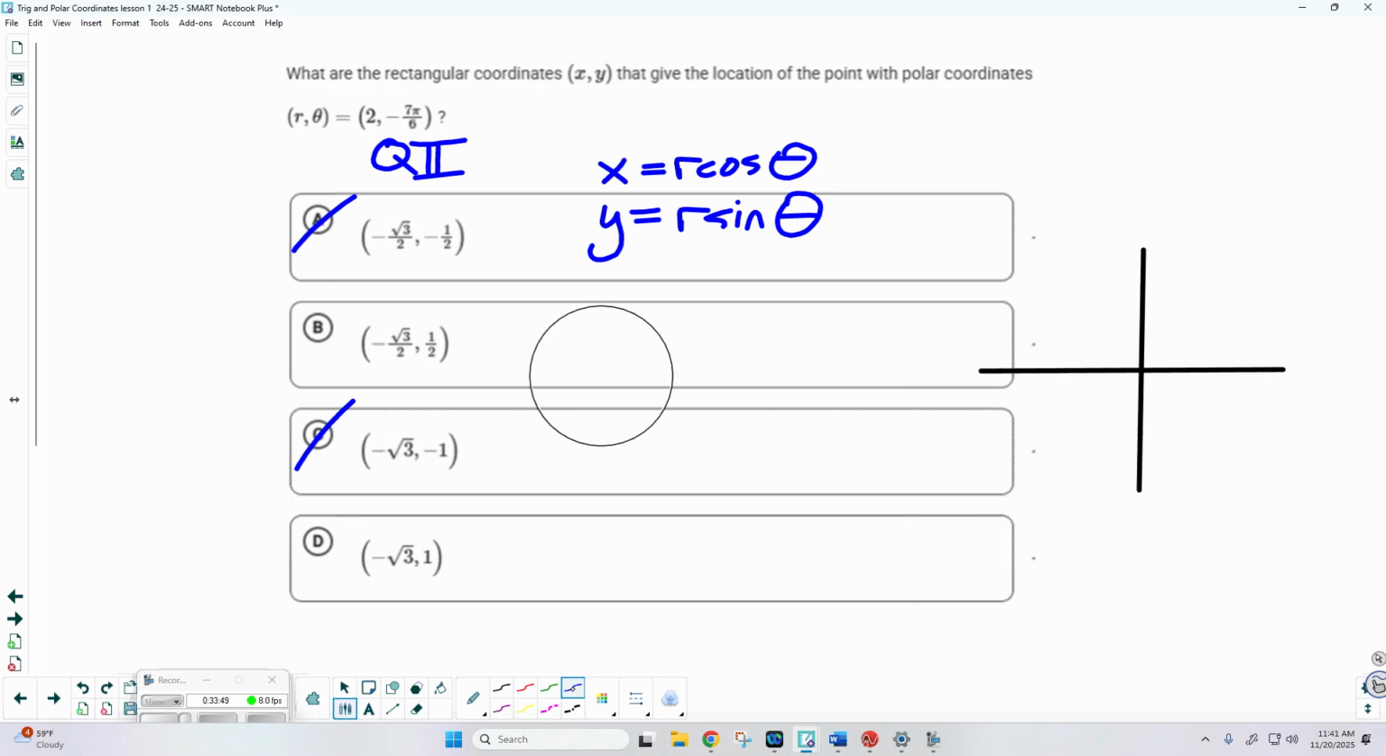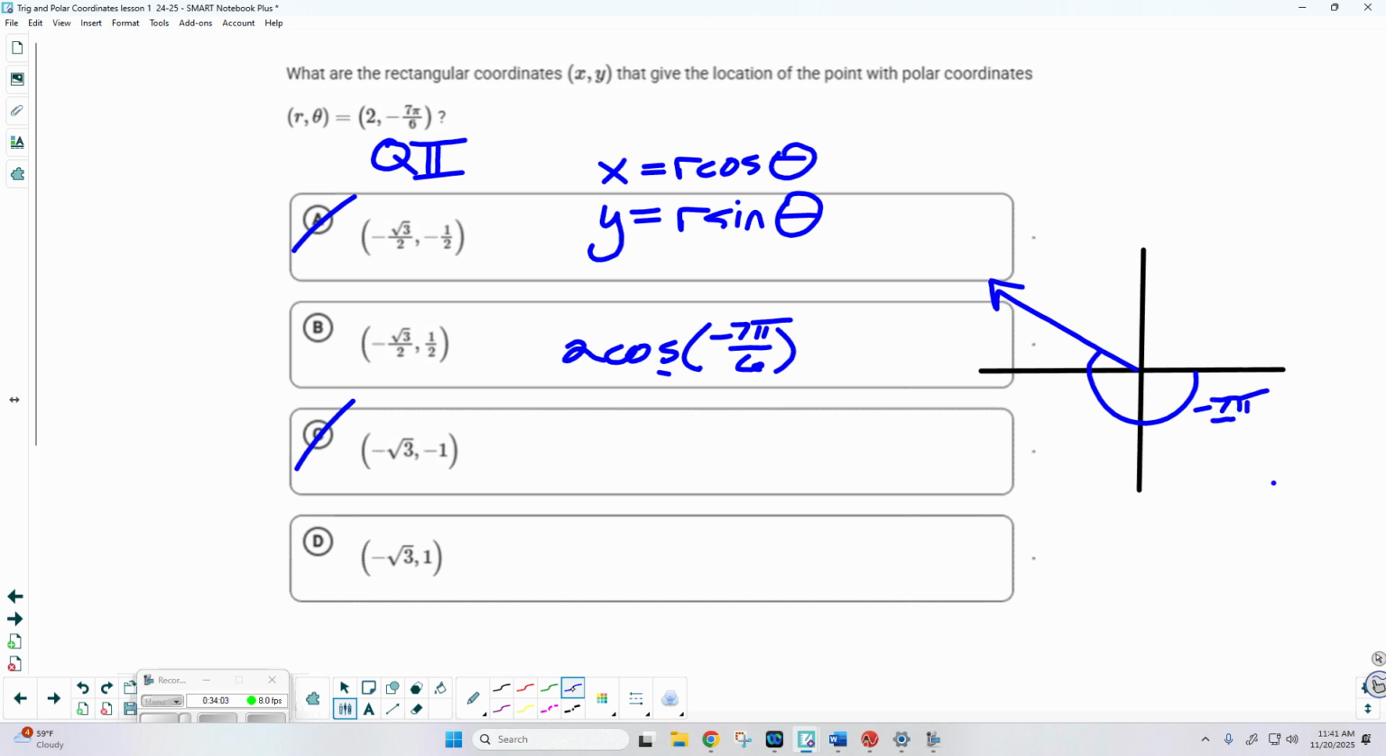R cosine of theta, well, the radius is 2 times the cosine of negative 7 pi over 6. All right, so let's see what we got here. So negative 7 pi over 6 would rotate around to about right here. Okay, so negative 7 pi over 6. Let's go ahead and do this on the unit circle.